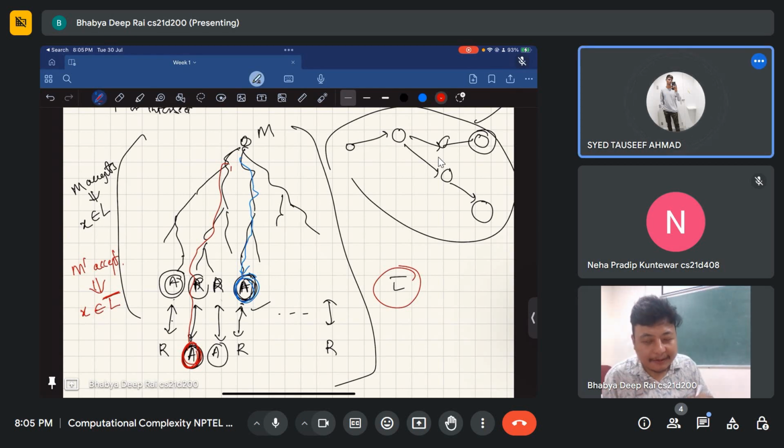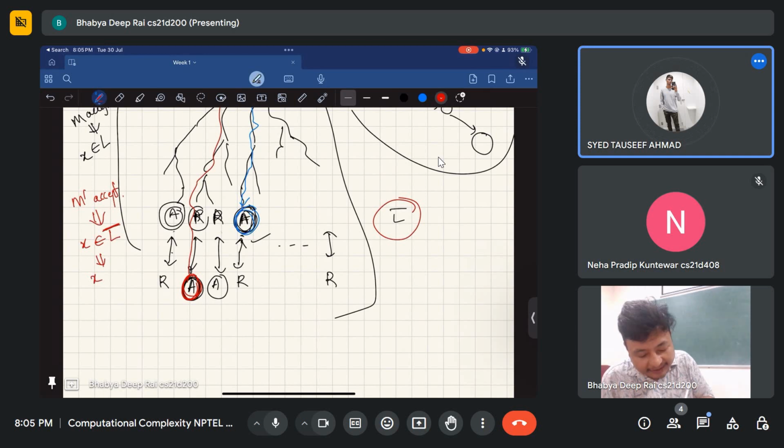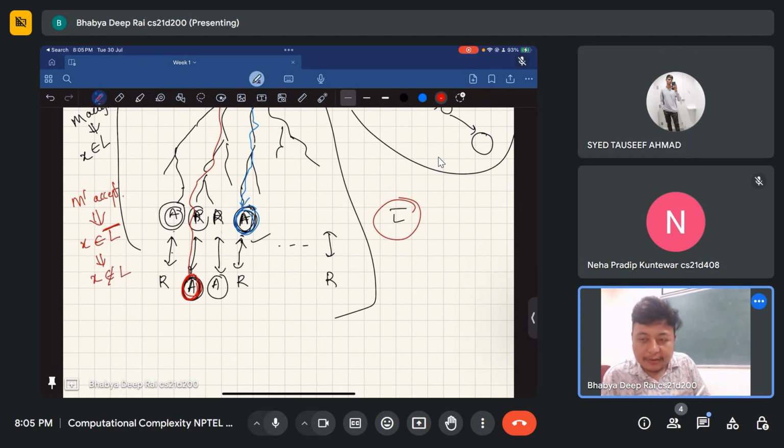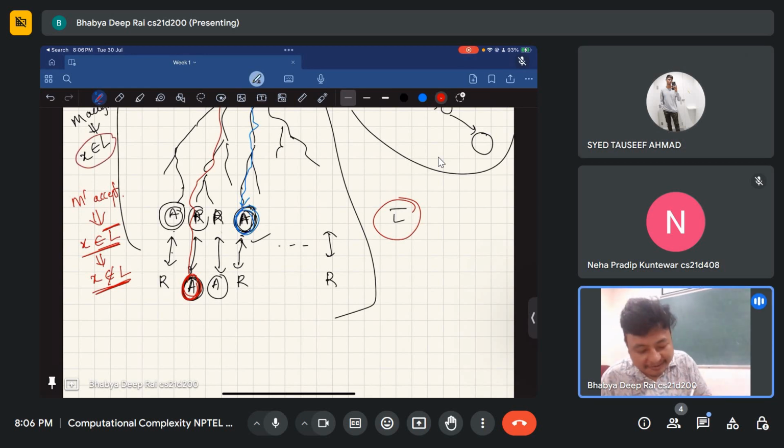Now, what is L bar? L bar is the complement of L. All the strings that are not in L. So what does it mean? X does not belong to L. X is in L bar, so X does not belong to L. Right. So, how can it be that X belongs to L, and also X does not belong to L? It can only be if our algorithm was wrong.